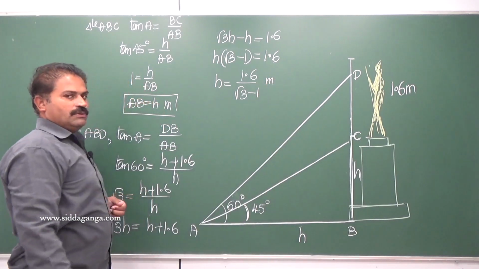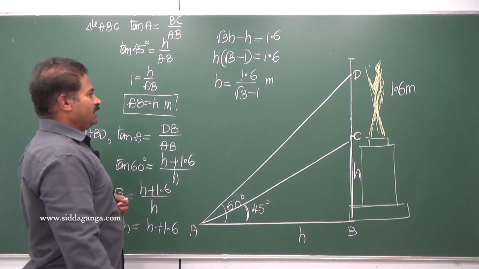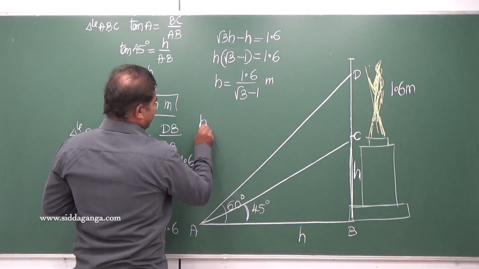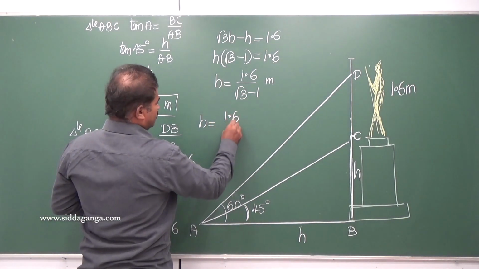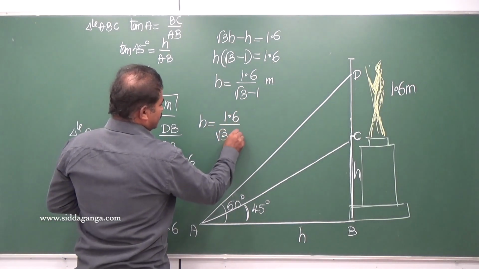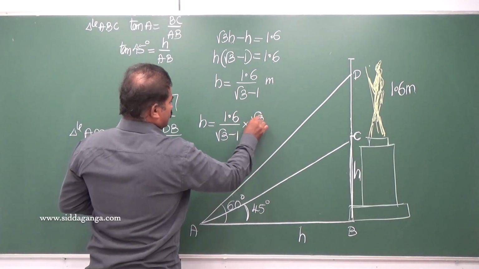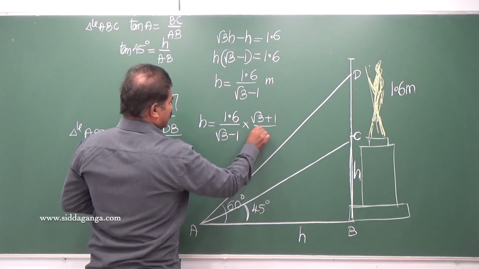So what are you going to do next? Rationalize the denominator. So how are you going to do that? h is equal to 1.6 by (root 3 minus 1) into (root 3 plus 1) by (root 3 plus 1).